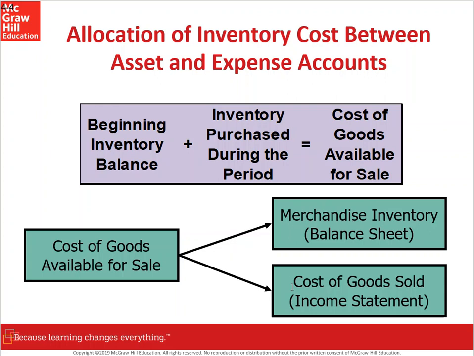Whatever's not left has been sold and it's gone, and it gets expensed to a new account called cost of goods sold, which is an expense on the income statement. Cost of goods sold is often called COGS, C-O-G-S, COGS, cost of goods sold. So that's a common abbreviation in accounting.